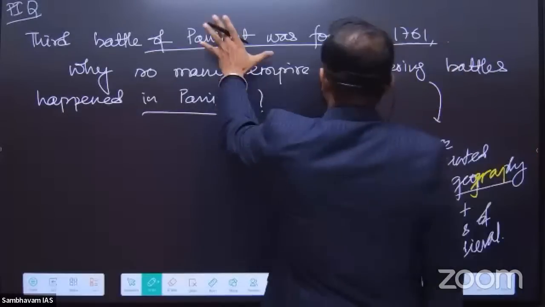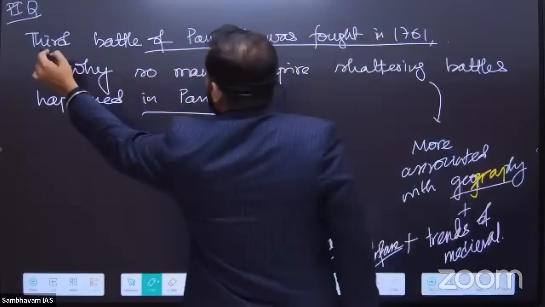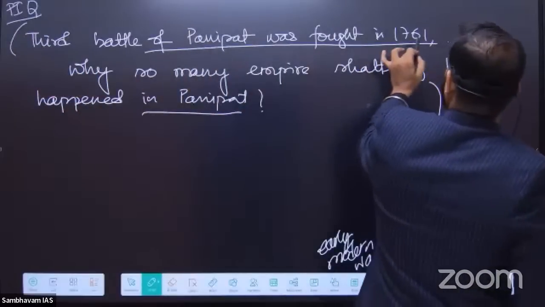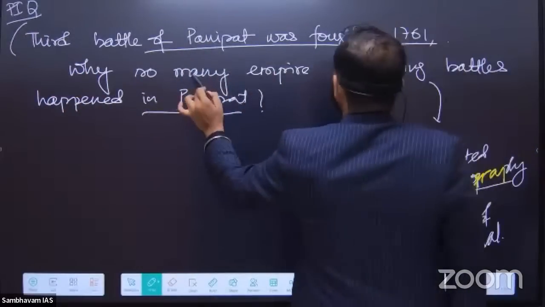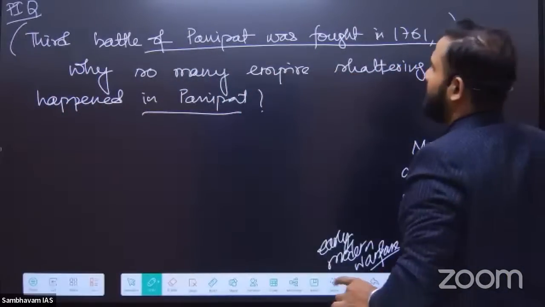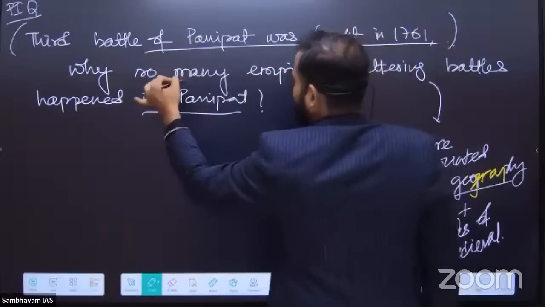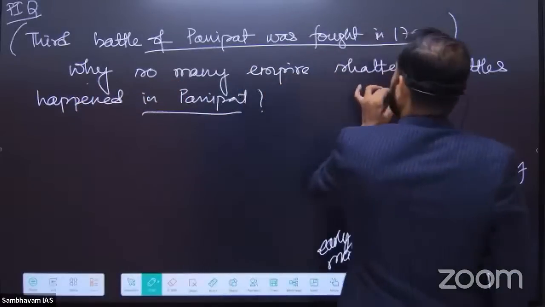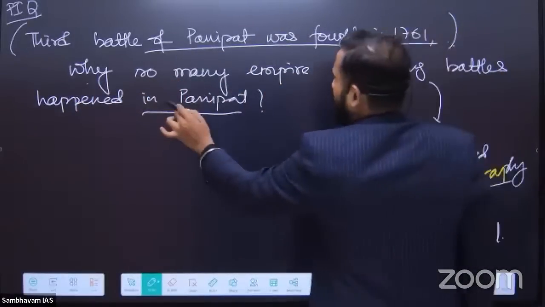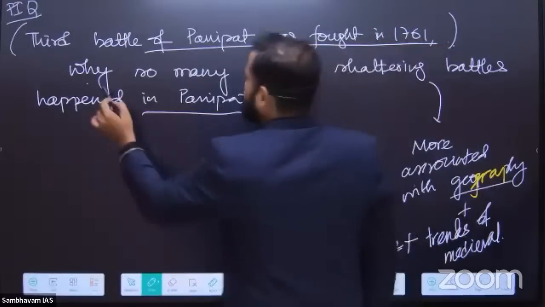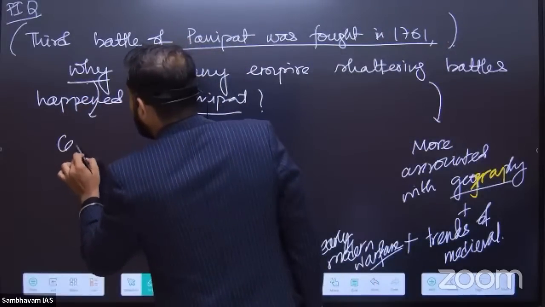What is the thesis statement here in this question? The third battle of Panipat was fought in 1761. And then it is asking, this is the thesis statement, you have to react with these. Why so many battles or empire shattering battles happened in Panipat? That means it is precisely targeting causality.